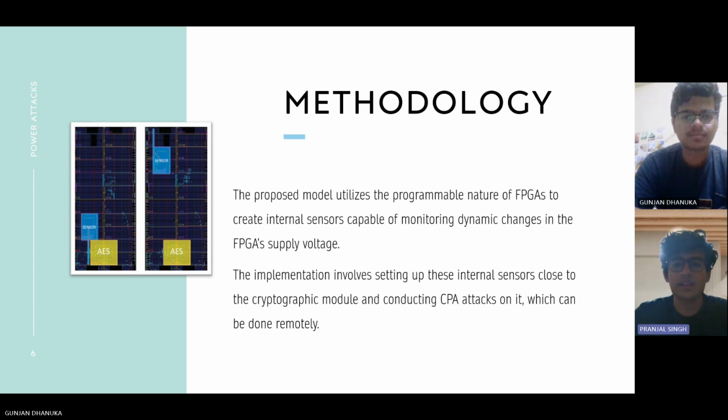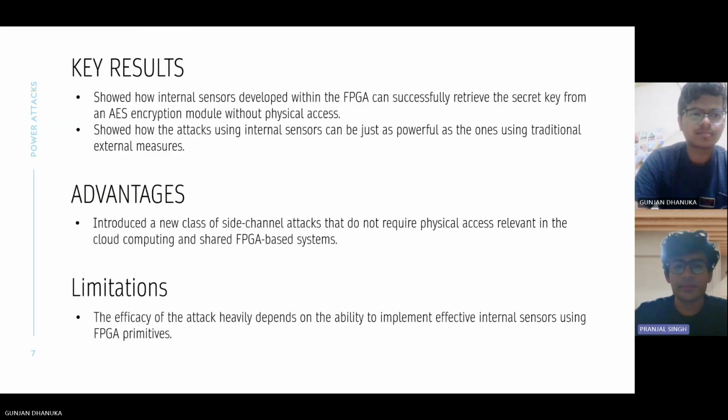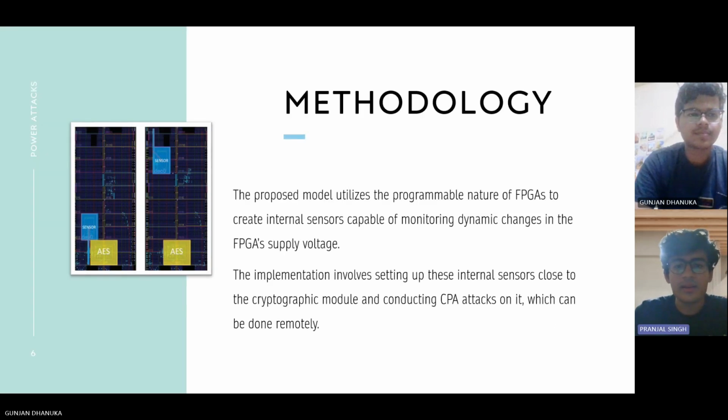The implementation involves setting up these internal sensors close to the cryptographic module and conducting CPA attacks on it, which can be done remotely. So the attacker tries to set up these internal sensors as close to the cryptographic module as possible so that they can perform the correlation power attacks on it. And this can be done remotely as FPGA systems provide remote access.